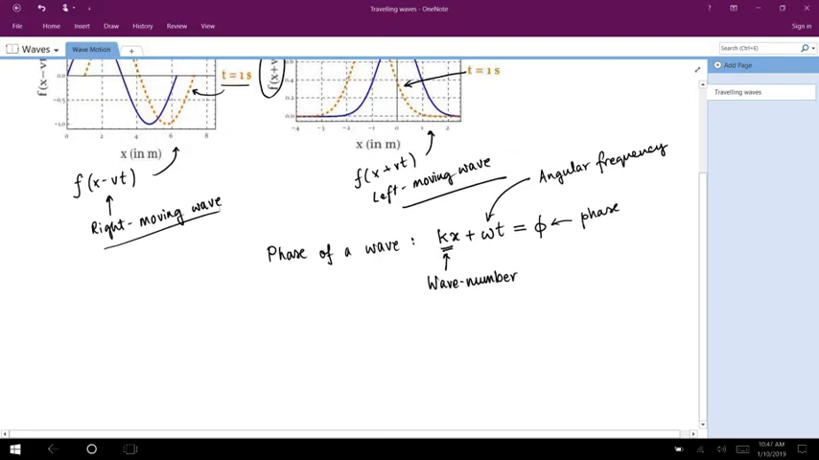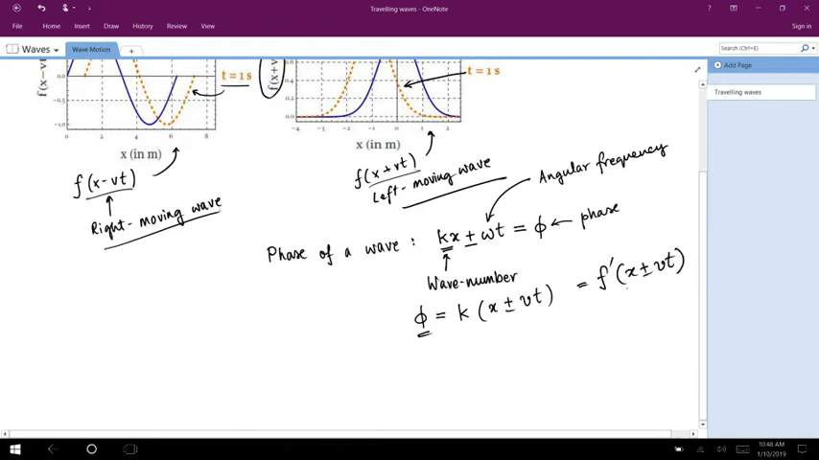Okay, now it turns out that this function phi can be rewritten to take either the form x minus vt or x plus vt. And so I said that the phase is kx plus omega t, but it can also be kx minus omega t. Both options are possible. So we can rewrite phi as k times (x plus or minus vt). So now you see that the phase itself is some function of x plus or minus vt.